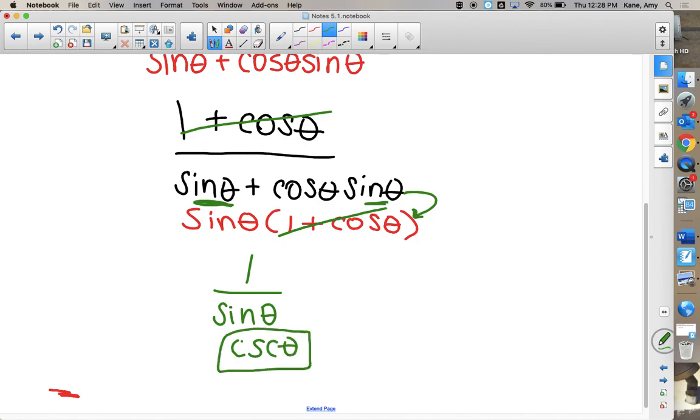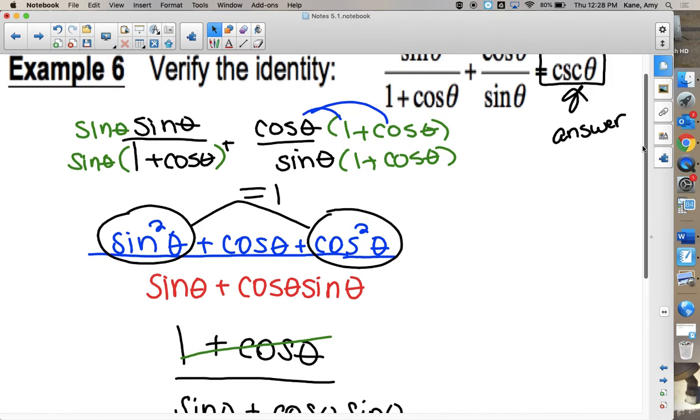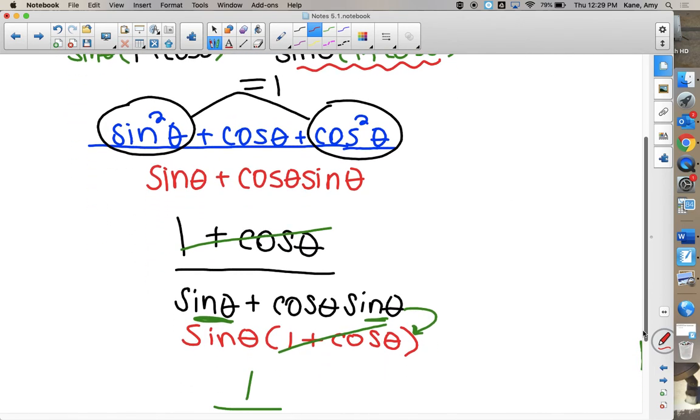Now, Ashley, going back up to this step here, we distributed sine to 1 plus cosine. Sometimes you don't have to do the distributing property. You don't have to multiply those, and that usually happens in the denominator. So you didn't have to distribute. Was it okay that we did? Yeah. We just kind of undid.